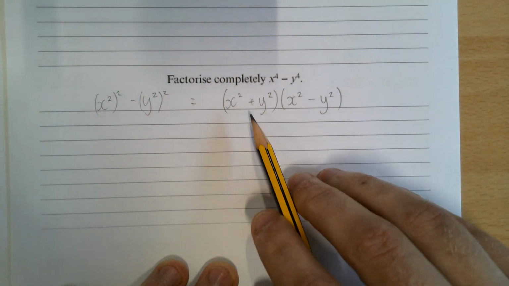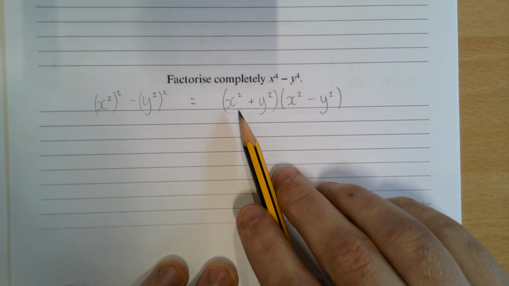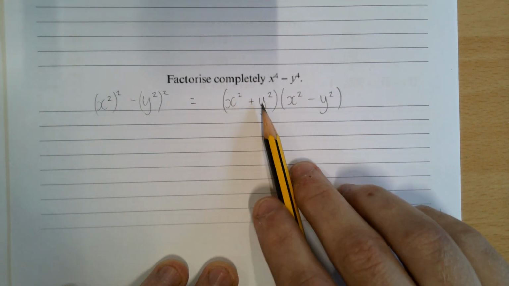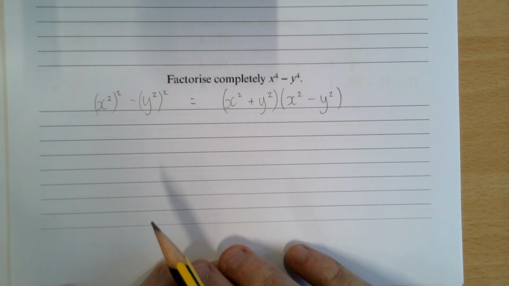So if you were to expand that, you get x to the 2 times x to the 2, which is x to the 4, and then x squared times minus y squared, and x squared times positive y squared cancel out, and then y squared times minus y squared is minus y to the 4.